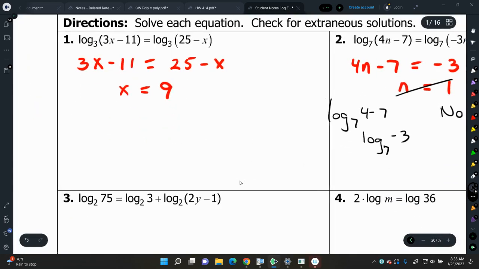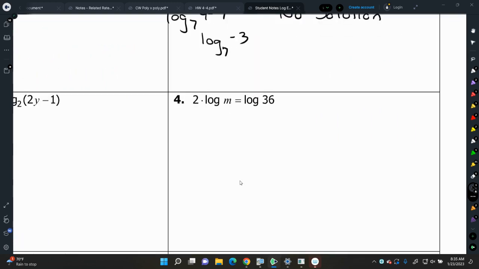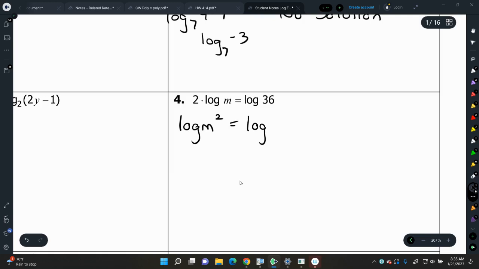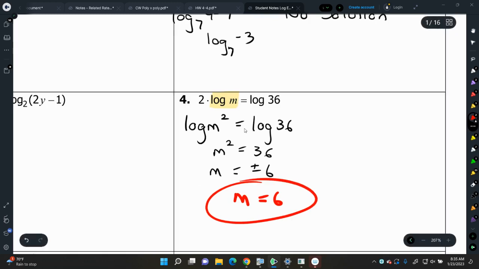Okay, let's see. Then we skip down to number 4. What do we do with number 4? Log of m squared equals log of 36. So m squared equals 36. So m equals plus or minus 6. But of course, we can't have a minus 6 because of that. So we get m equals 6. Good so far? Okay.